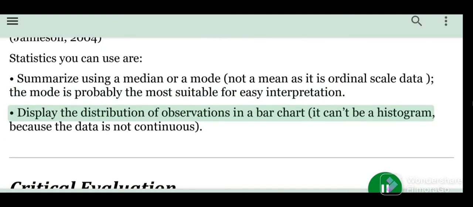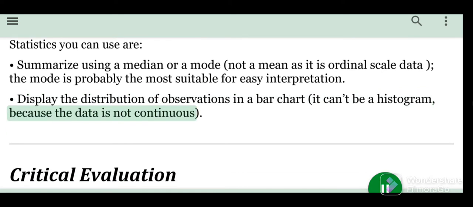Display the distribution of observations in a bar chart. It can't be a histogram, because the data is not continuous.